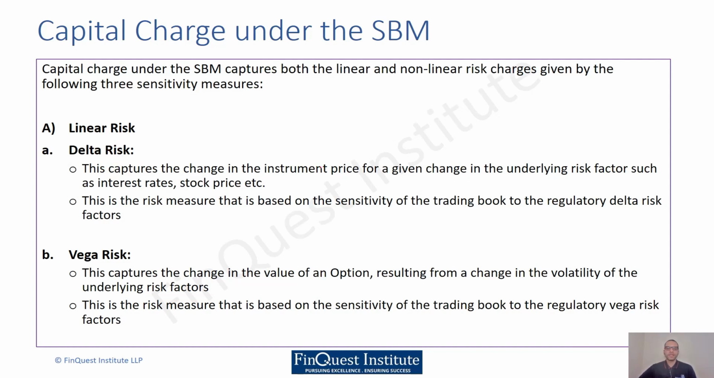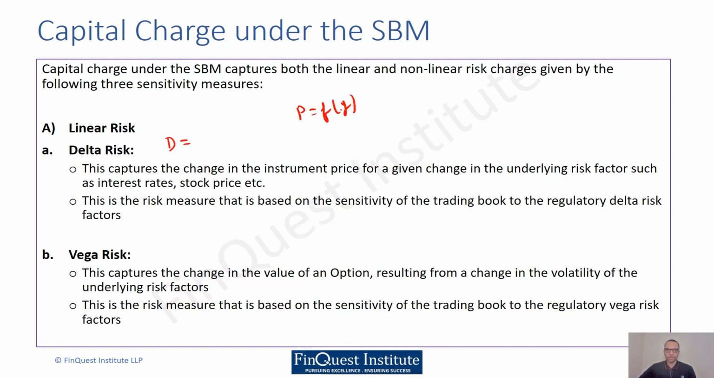So, this captures the change in the price of an instrument for a small unit change in the underlying risk factor, maybe an interest rate, stock price, etc. So, a common example of this could be, let's say, a bond duration, for example. Now, we know bond duration is nothing but the sensitivity of the bond price to the change in yield, right? Because we know that bond price is a function of yields.